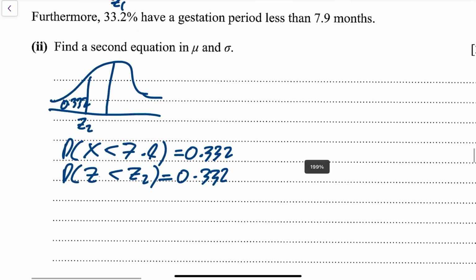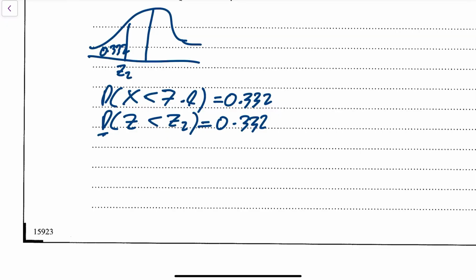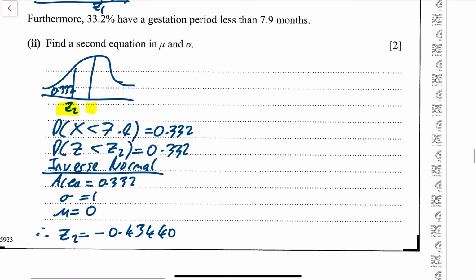So we're going to use our inverse normal again. Squeeze this in somewhere. So inverse normal. Your area is 0.332. Your sigma is 1. Your mu is 0. Therefore, your Z2 works out to be minus 0.43440. And it should be minus if you think about it. It's over on the left-hand side of the 0, so it's going to be minus.